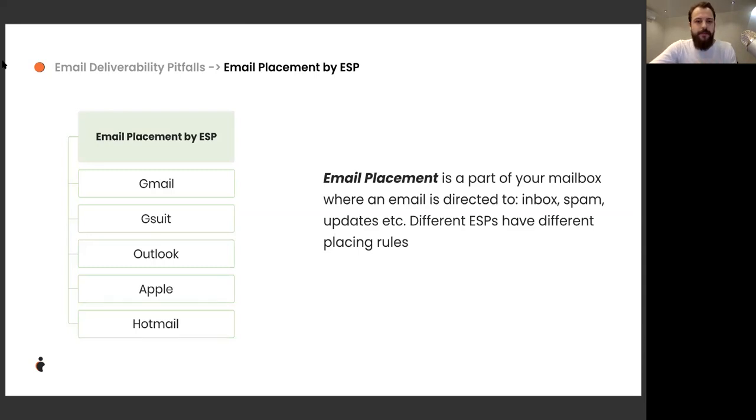Talking about different ESPs, we've seen that people sending out emails usually have problems with three ESPs: Gmail, G Suite, and Outlook. These are the three most popular ESPs out there.